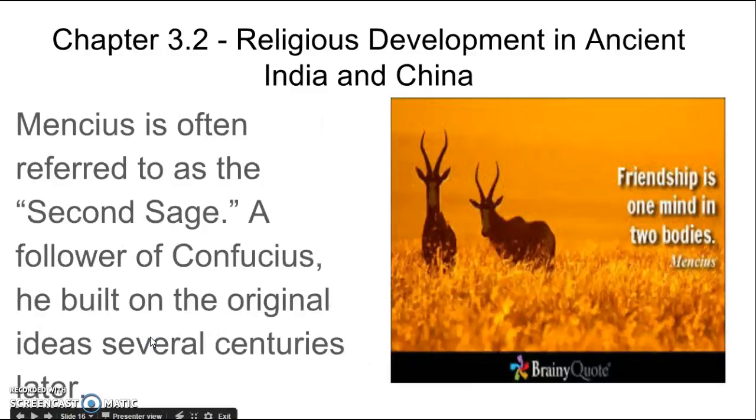Mencius is often referred to as the, quote, second sage. A follower of Confucius, he built on the original ideas several centuries later. And here's a quote by Mencius, "Friendship is one mind in 2 bodies." Next slide.